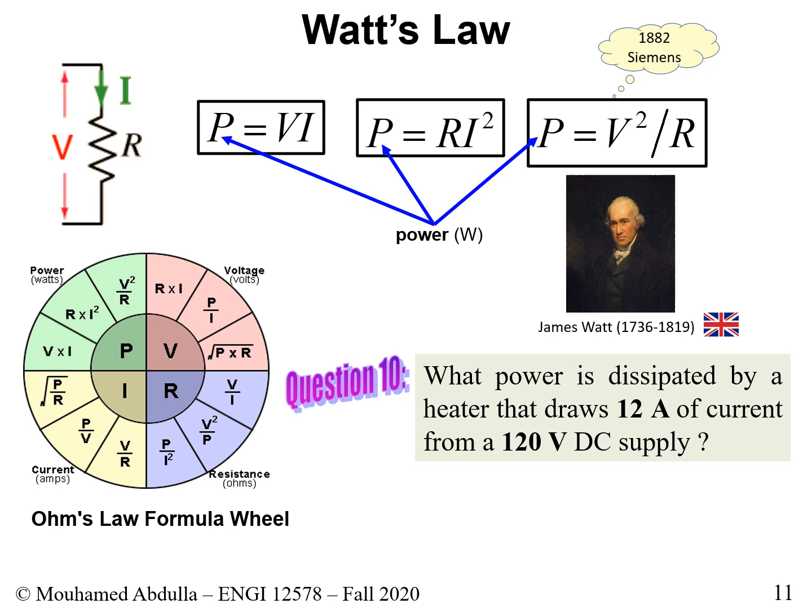Okay, so let's do this question. Question 10, what power is dissipated by a heater that draws 12 amps of current from a 120 volts DC supply? So we want to find the power dissipated by a heater, and we know the amount of current that it uses. So we have I is equal to 12 amps, and we know the voltage.